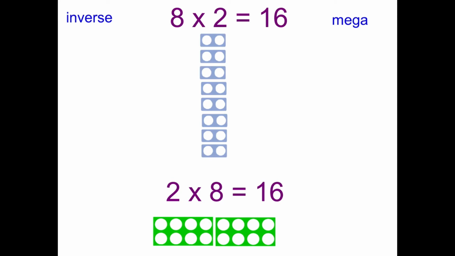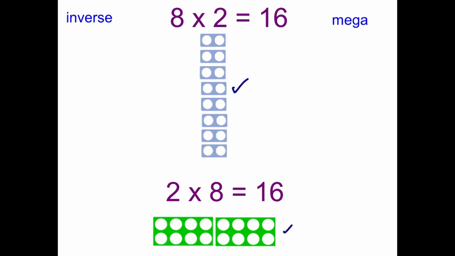So, back to our facts of the day, and this one is 8 times 2 is 16, or 8 sets of 2, like the top picture, make 16, or 2 sets of 8 make 16, which is the same as 8 add 8, or double 8. Remember, all the 2 times tables are the same as doubles.